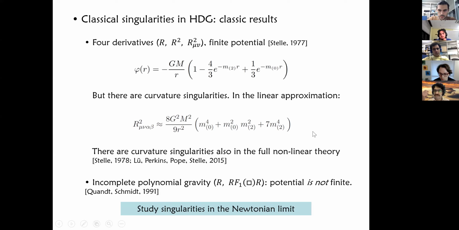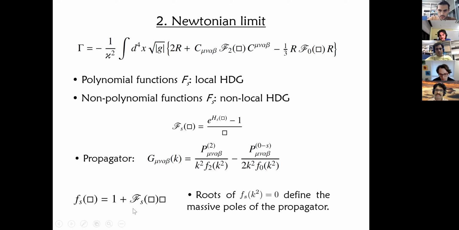Usually, this formula already appeared in this conference many times. So this is a standard form factor for the non-local higher derivative gravity. This is the exponential of an entire function, so that you don't have poles in the propagator, despite the usual graviton. This is the formula for the propagator. And these functions that appear here are related to the form factors in the action. And the roots of this equation define the massive poles of the propagator.